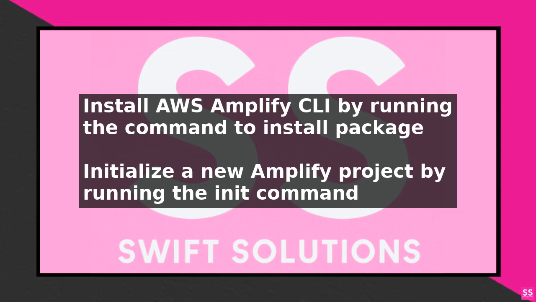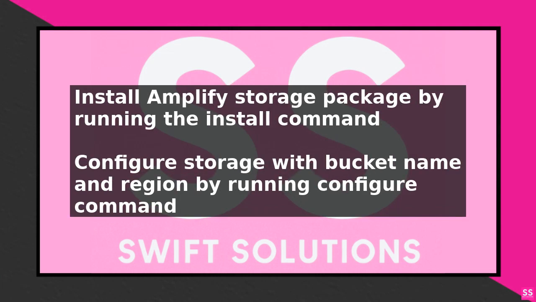First, install the AWS Amplify CLI by running the command to install the Amplify CLI package. Then initialize a new Amplify project by running the command to init a new Amplify project. Next, install the Amplify storage package by running the command to install the storage package.